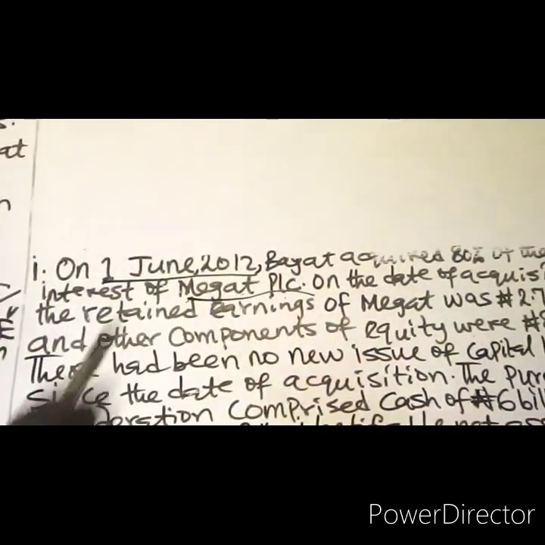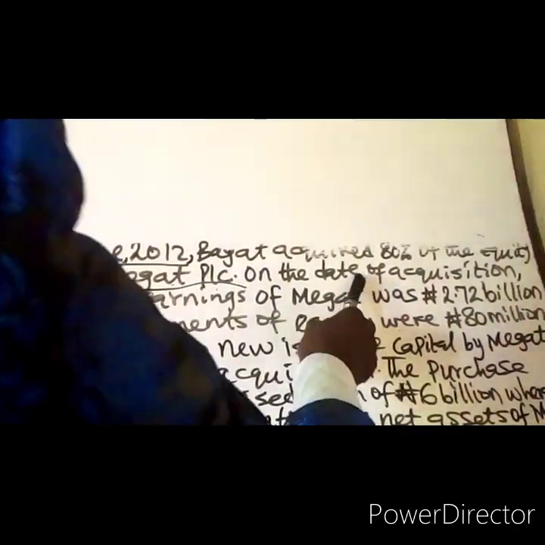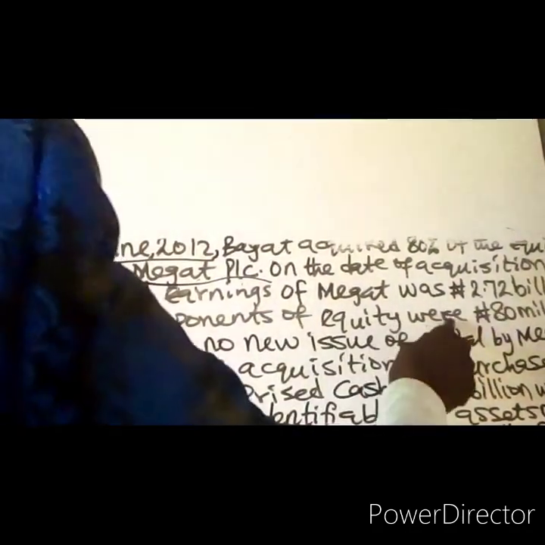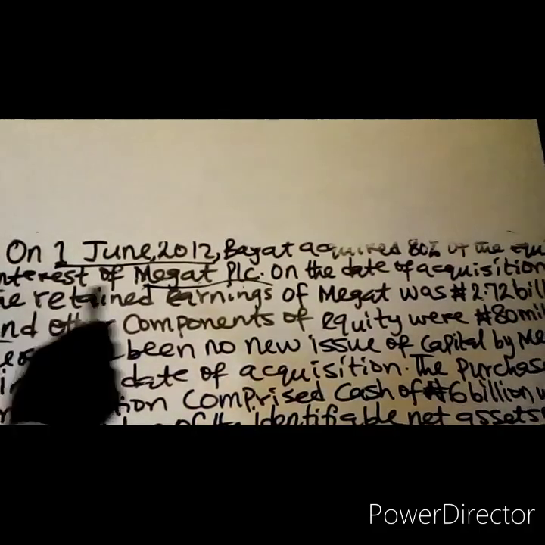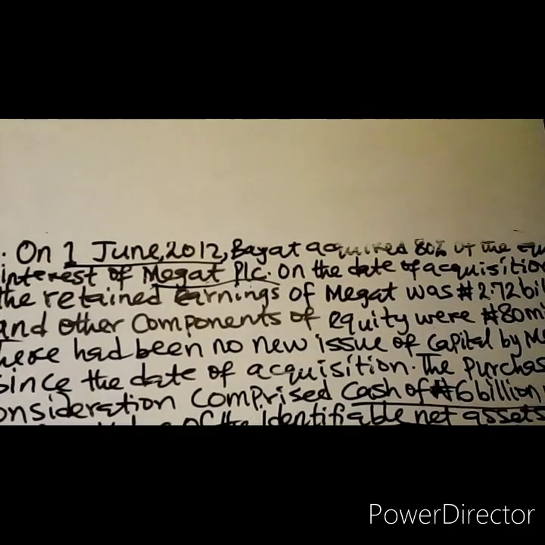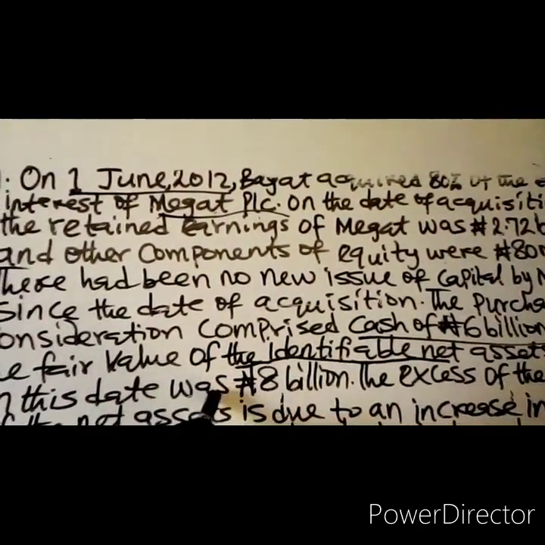On 1st of June 2012, Bagat acquired 80% of the equity interest of Megat PLC. On the date of acquisition, the retained earnings of Megat was 2.72 billion, and other components of equity were 80 million naira. There had been no new issue of capital by Megat since the date of acquisition. The purchase consideration comprised cash, so we have cash consideration of 6 billion, whereas the fair value of the identifiable net assets of Megat on this date was 8 billion. So purchase consideration, we have 6 billion.